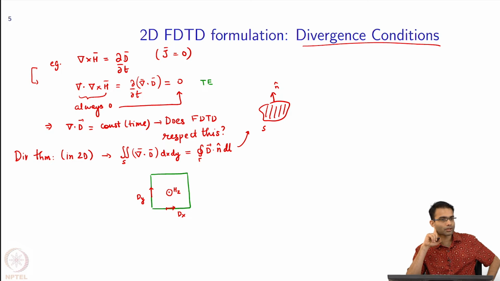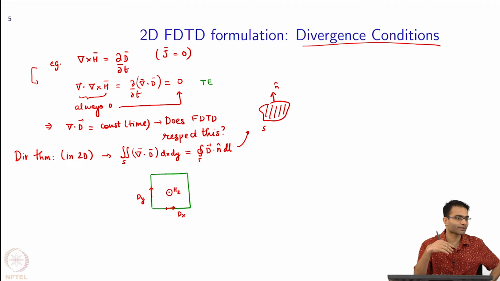So the left hand side is not going to help us very much. The right hand side is a line integral. So what kind of integration contour do you think of? A square will be the most natural thing, and since I want to evaluate D dot n hat, if I take my contour to be along the grid lines, will it help me?